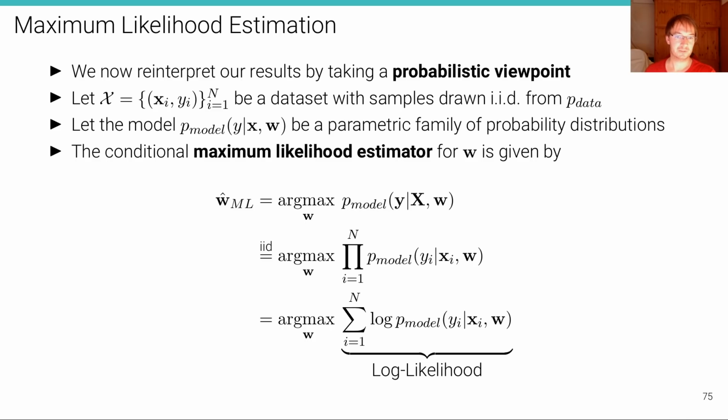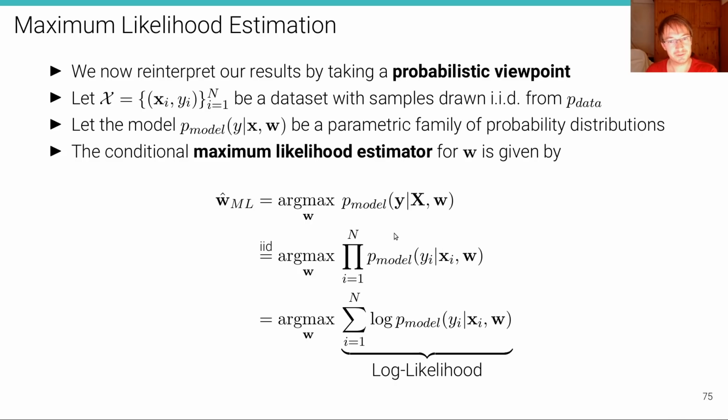Now, in this case, it is a conditional maximum likelihood estimator because we condition on the inputs x. This conditional maximum likelihood estimator for w is then given as follows. And so this estimate w hat ML, where ML means maximum likelihood, equals the maximal value that this model distribution here can take with respect to the parameters w. And Y and X here are the data set. So this is again the same notation as before. Y are all the observations and X are all the inputs stacked in rows here.